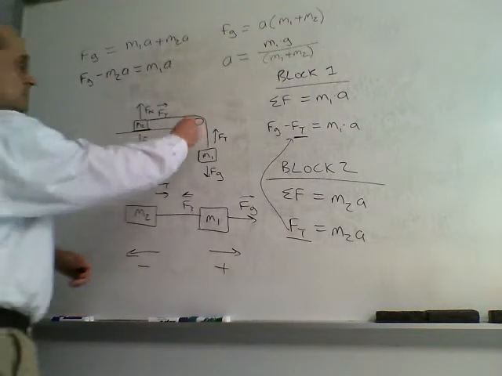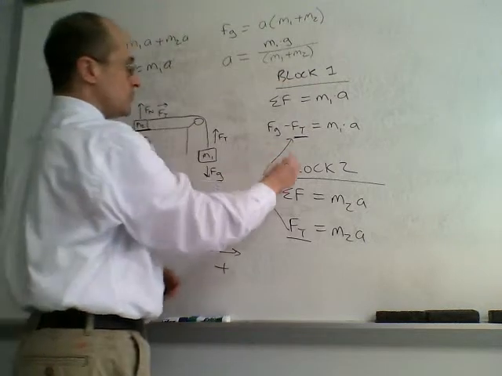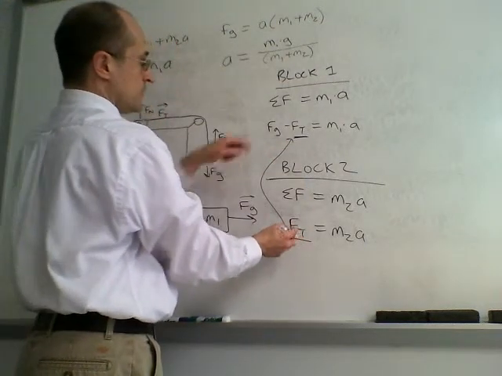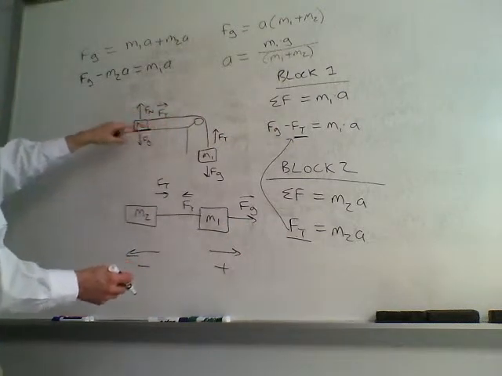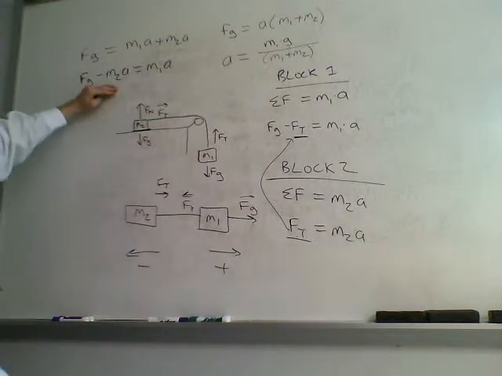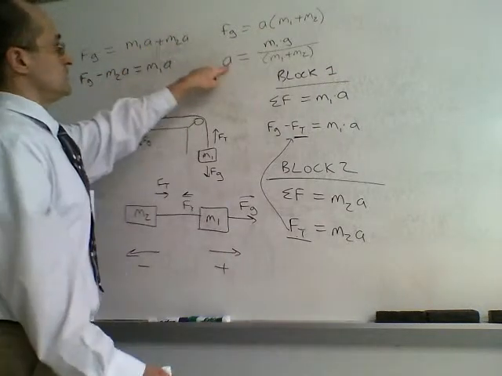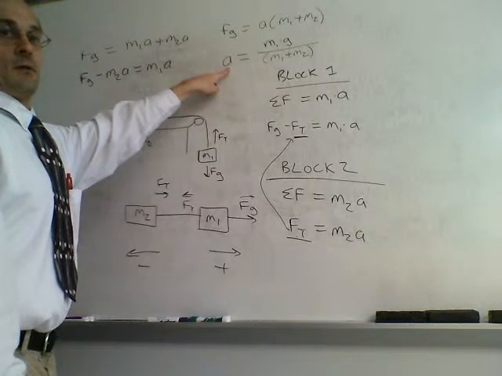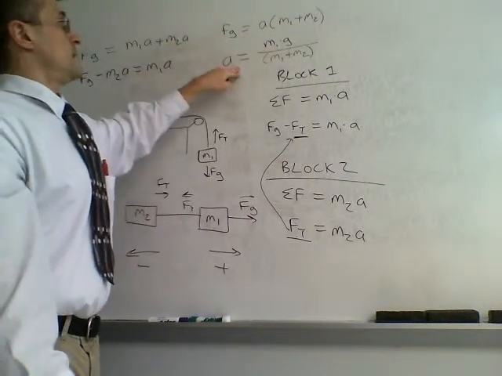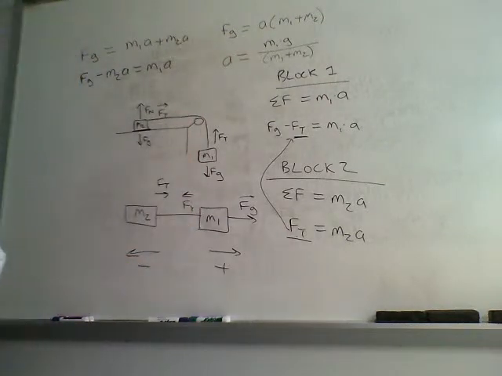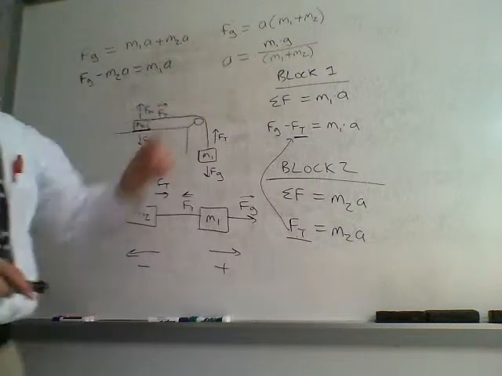And we get there by summing the forces on block 1, summing the forces on block 2, and realizing that the tension is the same on block 1 and 2 because of Newton's third law. We then substitute up here to calculate the acceleration, solving for a, and it comes out to m1g, the block that's free falling, divided by the total mass of the system.